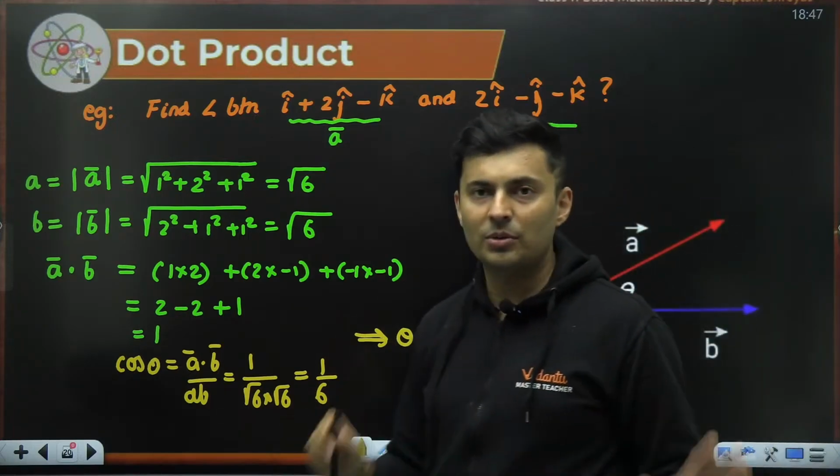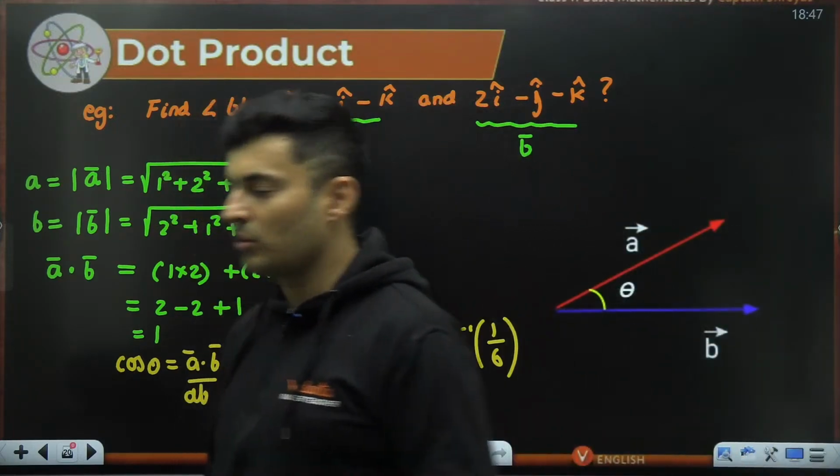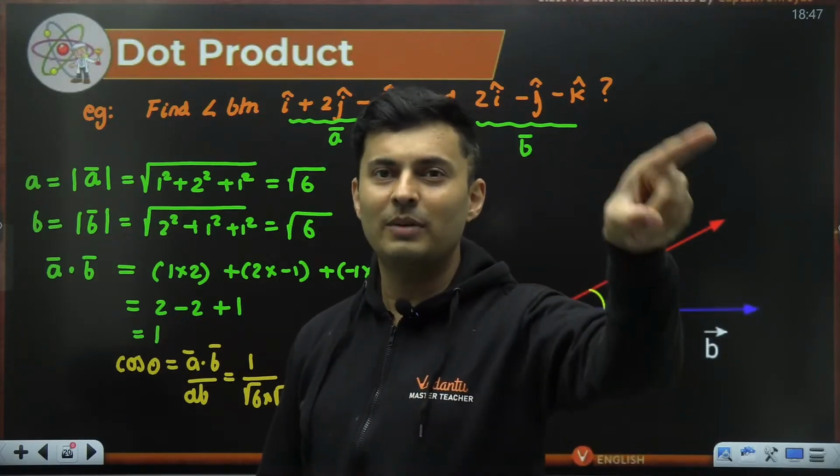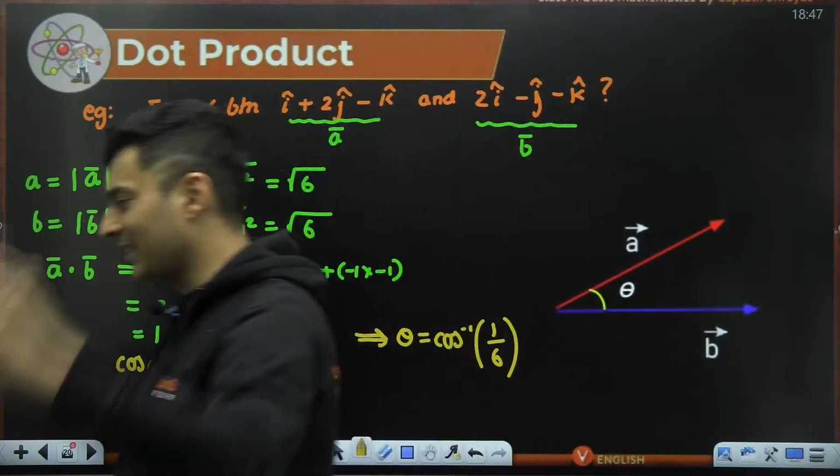Options will also be like that only in the exam. Cos inverse root 6, cos inverse 1 by root 6, cos inverse 6, cos inverse 1 by 6. So wherever it says cos inverse 1 by 6, you will mark it.